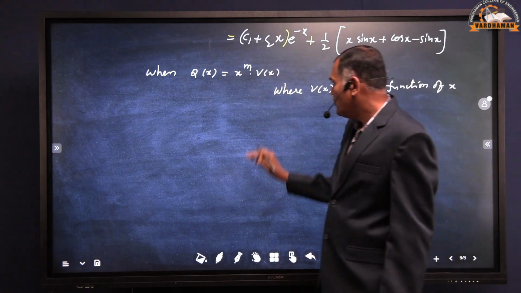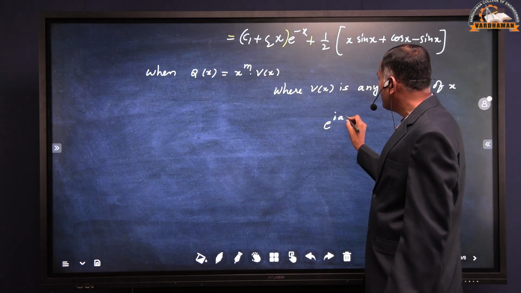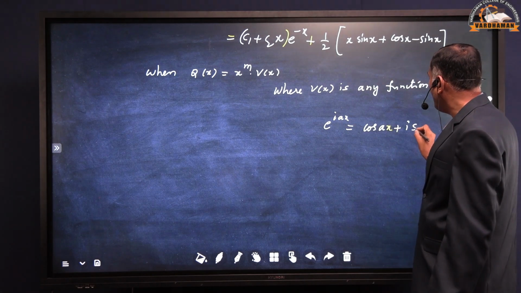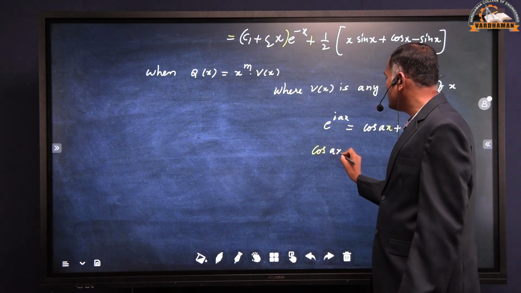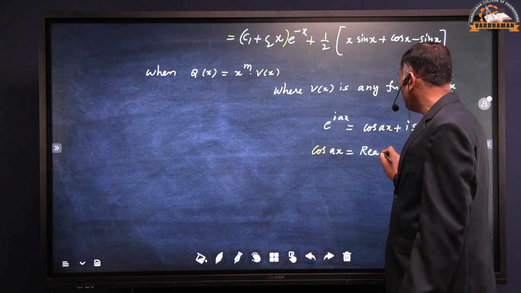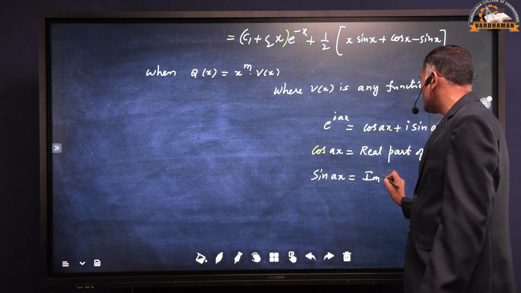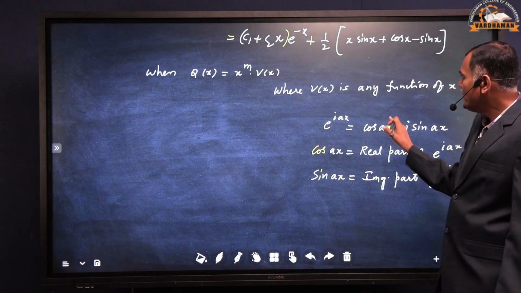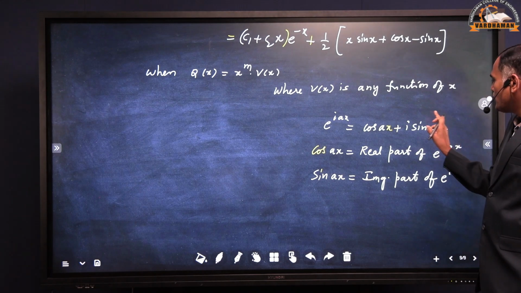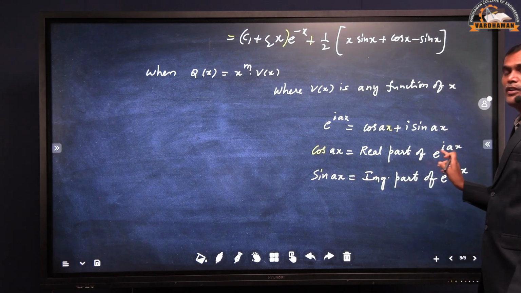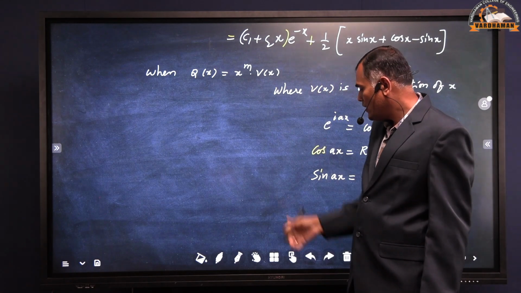Now the general method says that we know e^(iax) is nothing but cos ax plus i sin ax. So cos ax is nothing but the real part of e^(iax). Sin ax is nothing but the imaginary part of e^(iax). We replace cos ax with the real part of e^(iax), sin ax with the imaginary part of e^(iax). Then we try to find the particular integral using one of the previous methods.